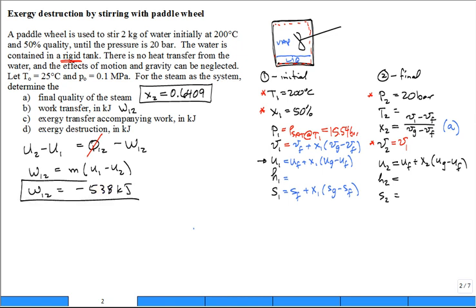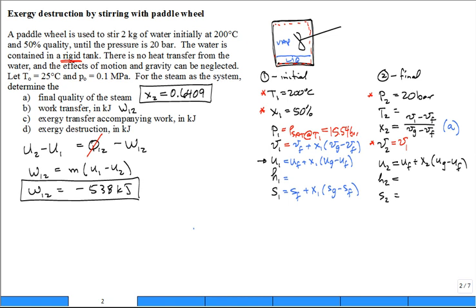We stop for a minute. You say, it's negative. What does that mean? The paddle wheel is putting work into the system, not out. We're staying with our traditional sign convention that positive work is out of our system. All right. Exergy transfer accompanying the work.